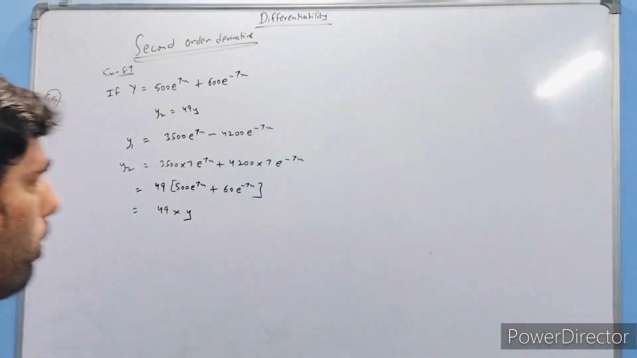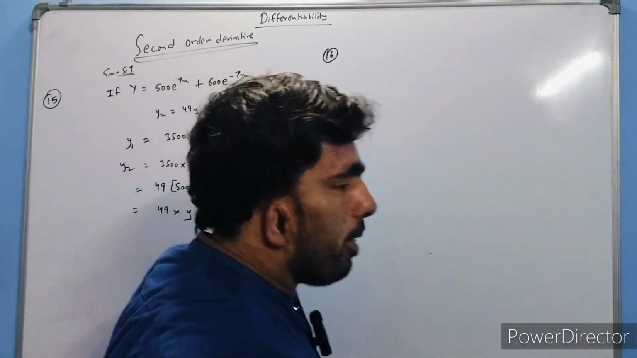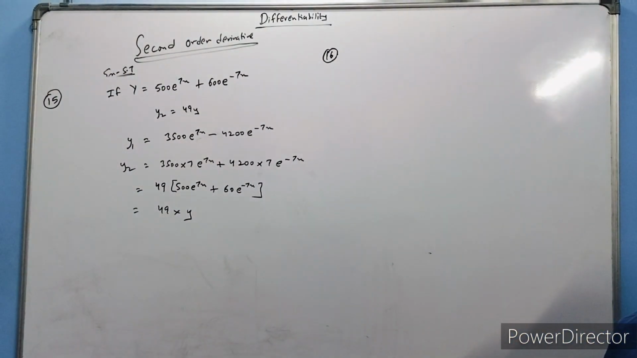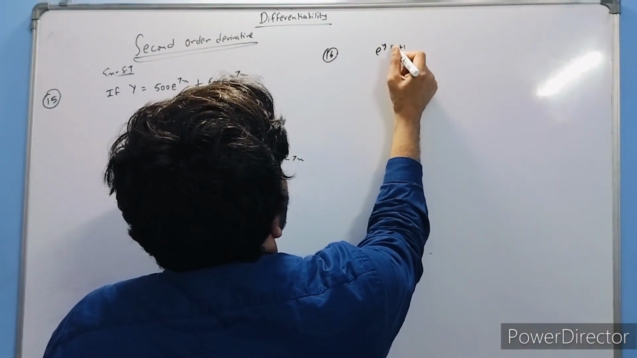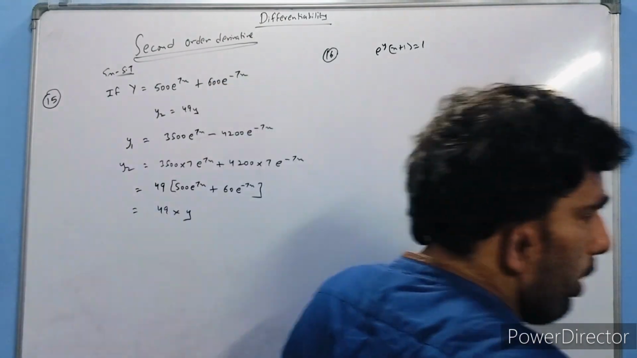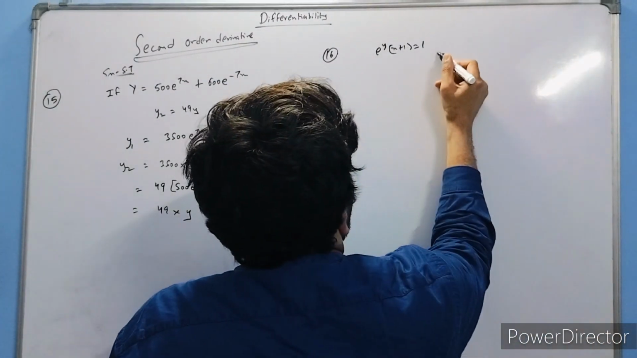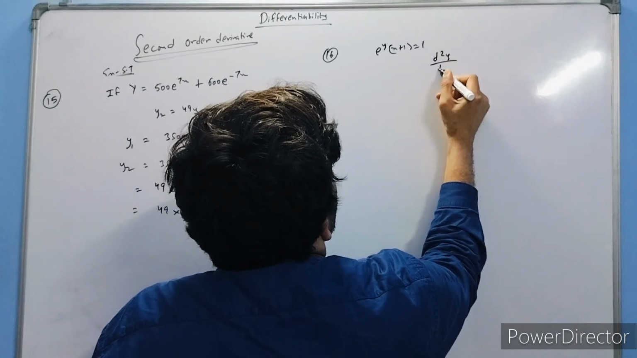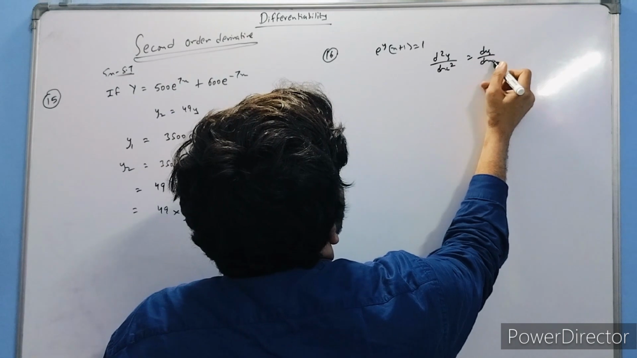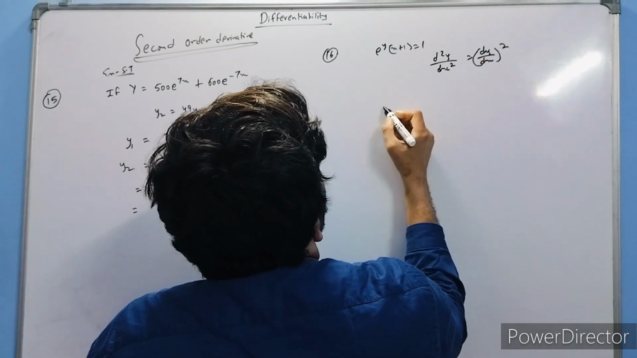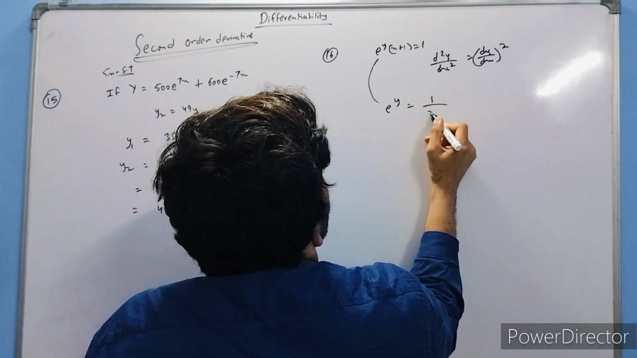Okay, so now let's try to solve the 16th question. The 16th question says, if e raised power y is equal to 1 upon x plus 1, what do we need to do? We need to show that d2y by dx square is equal to dy upon dx whole square. So what we can do here, try to put it like this.